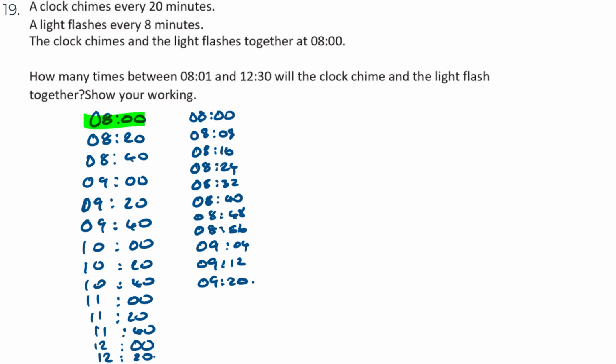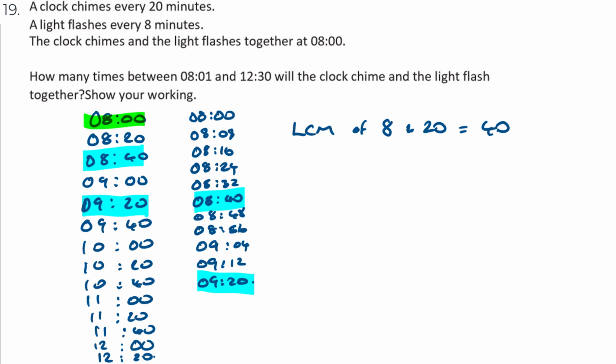Okay, so where's it chiming together then? So 8:40 I noticed there, look. So it chimes at that one. And then the next time it chimes will be at 9:20 then, won't it? Okay. So notice it's chiming every 40 minutes apart, isn't it? And that isn't surprising because 8 and 20 both have 40 as their LCM. So the LCM of 8 and 20, that's going to be 40, isn't it? It's every 40 minutes it's going to be chiming together.